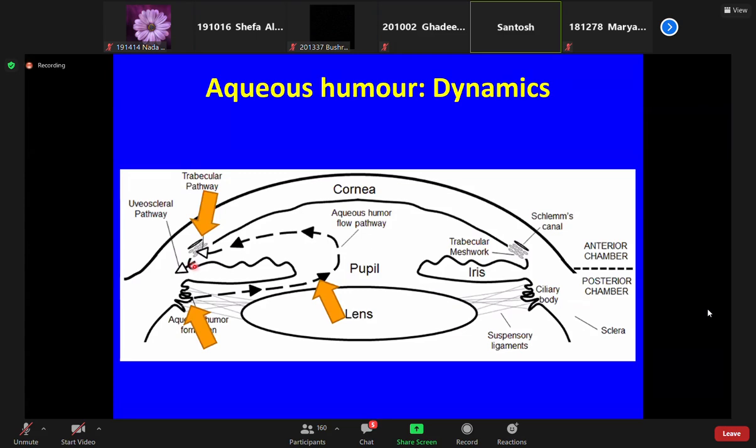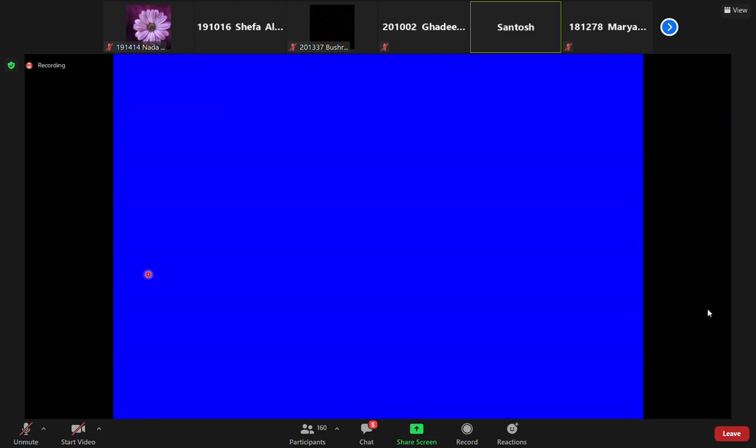But we have a very minor drainage pathway, which in normal physiological situations contributes less than 10% to the drainage, which is the uveoscleral pathway. But this pathway can be very important in disease states, because it can be exploited by pharmacotherapy, and it can become a good drainage pathway. So keep this in mind, uveoscleral pathway. Okay, good.